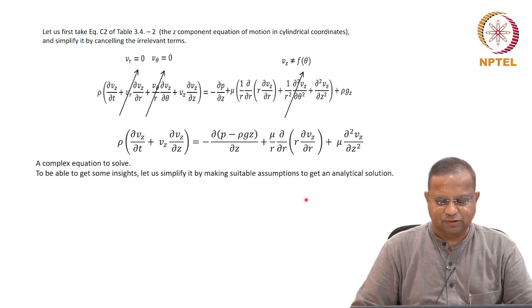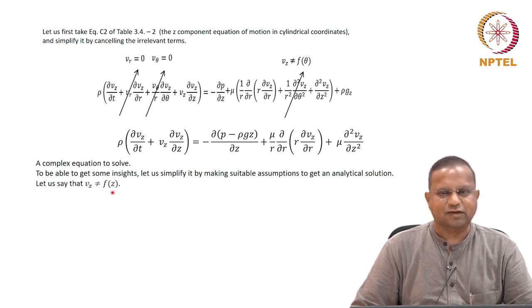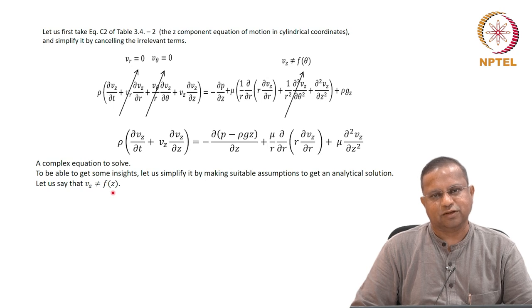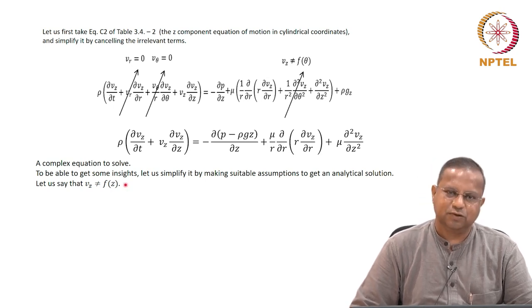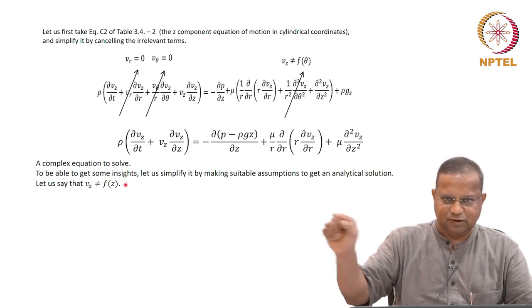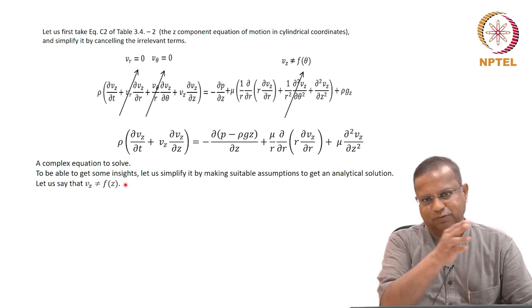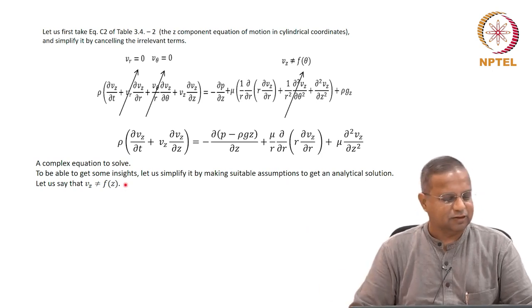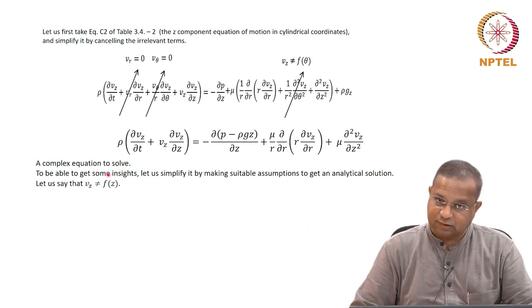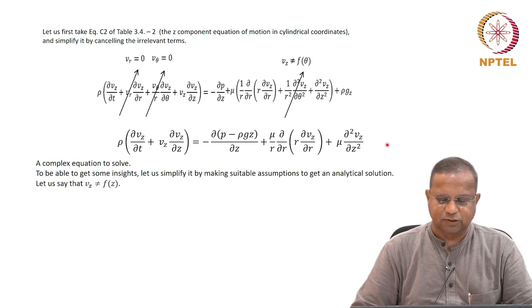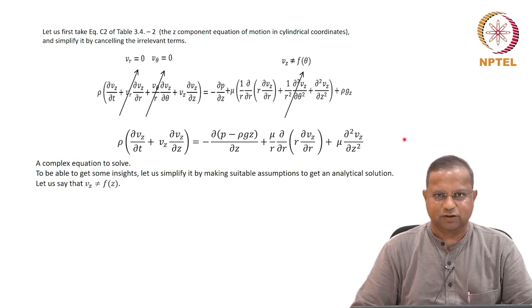Some of the suitable assumptions to get an analytical solution: Vz is not a function of z. People made this assumption and found it to be reasonable. In other words, Vz doesn't depend on the length, on the distance along the flow axis. That's an assumption, by the way. This is the basic equation. If you can find some means to solve it, go ahead.